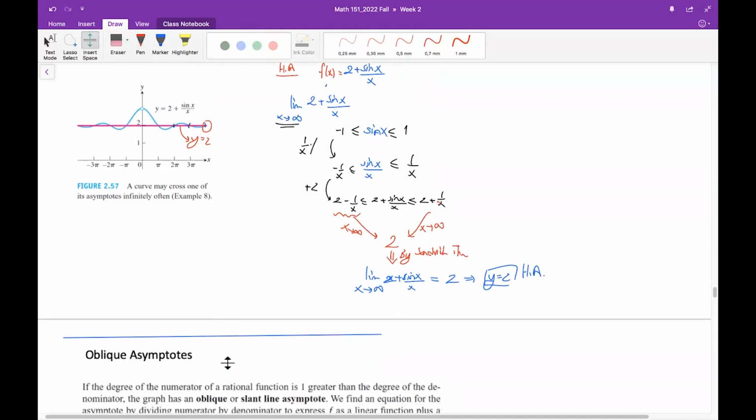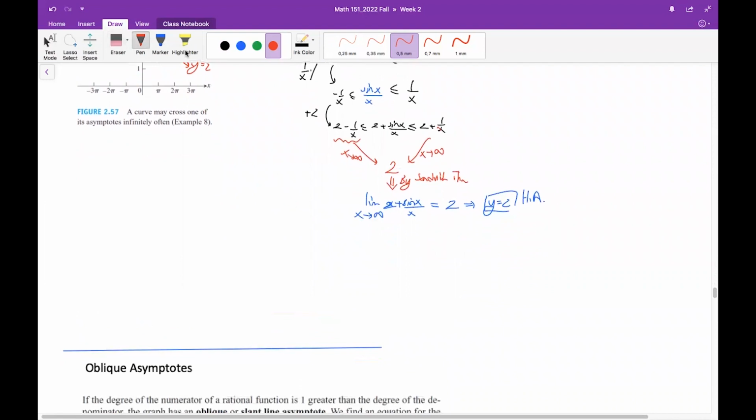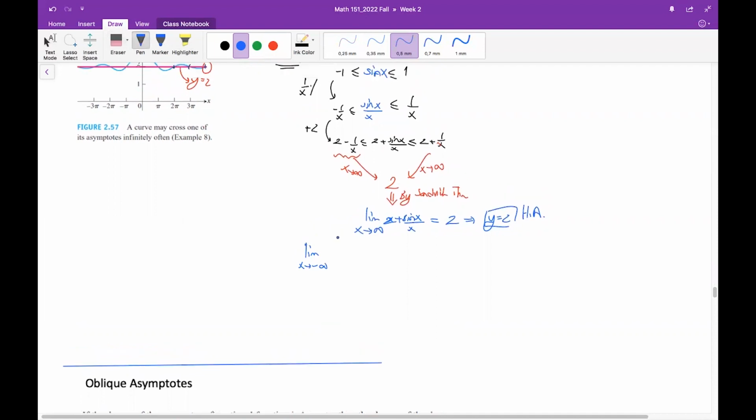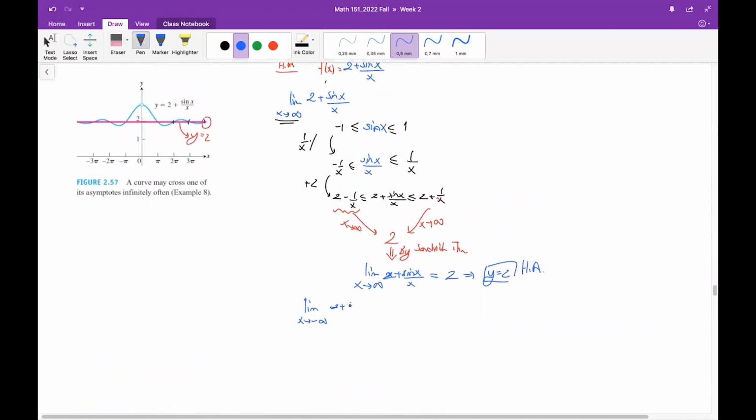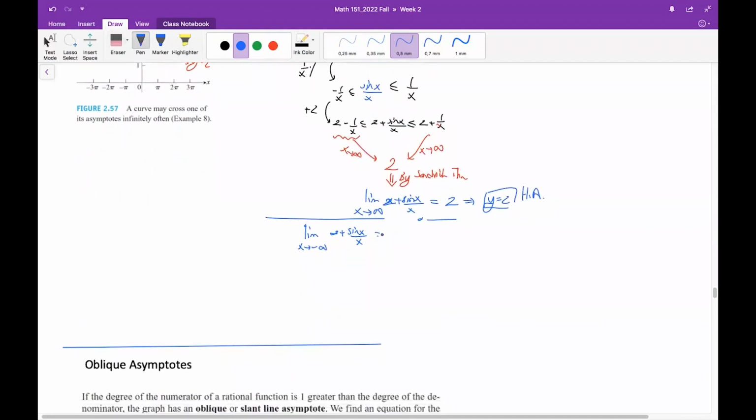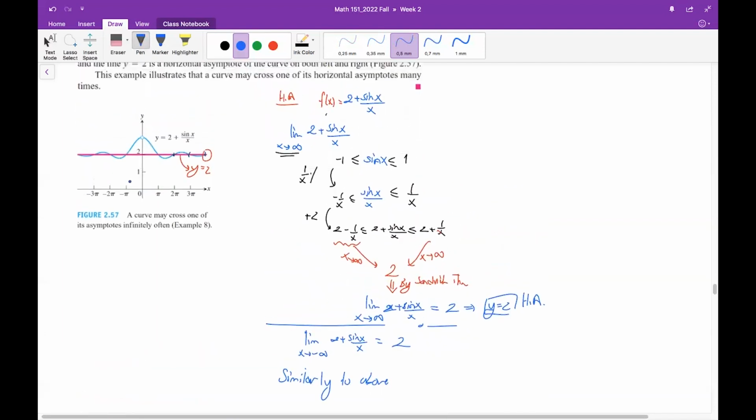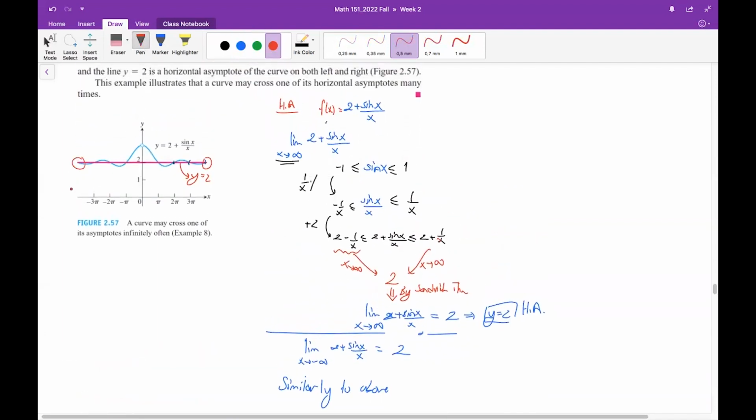And similarly, you can do the computation for x going to minus infinity. So the limit as x goes to minus infinity of this function, sine x over x. I will leave this part as an exercise. It is similar to the above. You will obtain 2 again, and its behavior as x goes to minus infinity is again that your function gets closer and closer to this y equals 2 line, which is the horizontal asymptote.